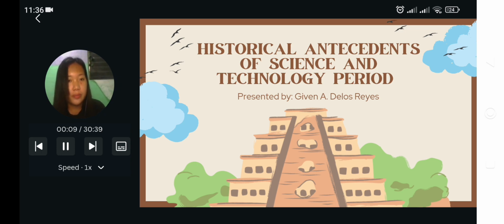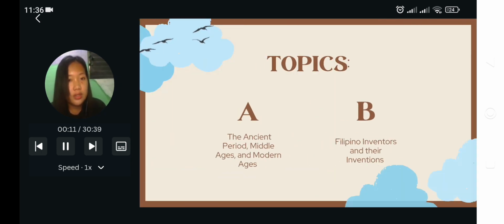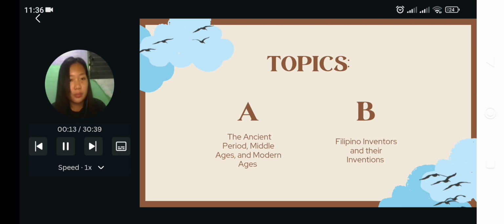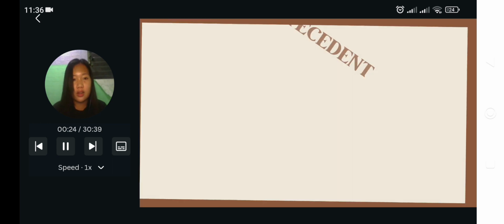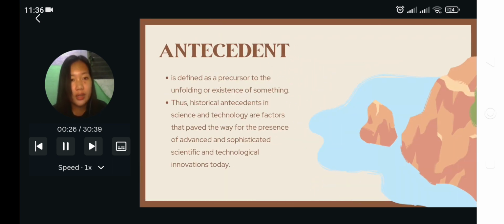The topic is the historical antecedents of science and technology. In this discussion, we will tackle the ancient period, Middle Ages, and modern ages, and also the Filipino inventors and their inventions. So, let's start this discussion by defining antecedent.